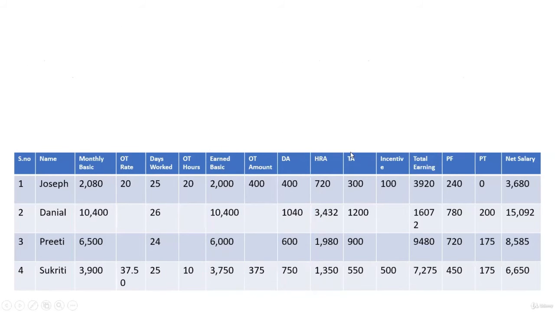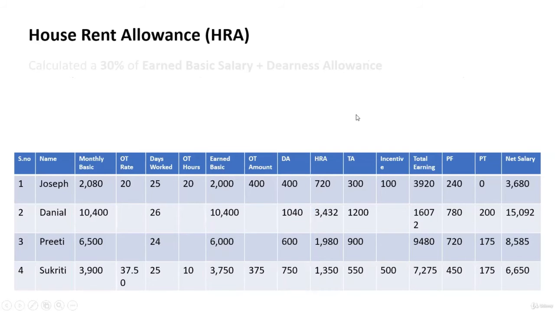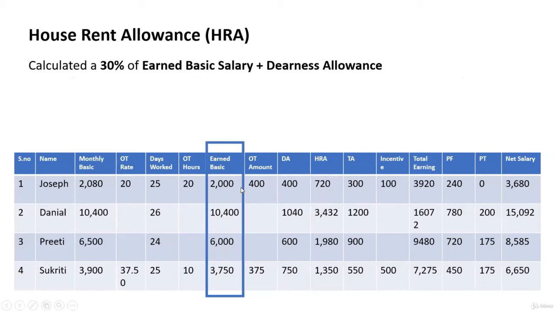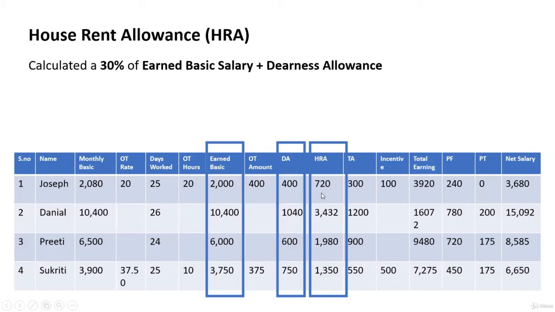Now, moving forward, we are coming here to the house rent allowance, where house rent allowance is calculated on the basis of their earned basic salary and the DA. So HRA will be calculated as 30% of the earned basic salary plus DA. So here, first of all, we'll add up to get 2,400 rupees, and then we'll calculate 30% of this amount, that is 2,400. So we'll reach the value of 720. And like this, we have calculated for Daniel, Preeti and Sukriti as well.